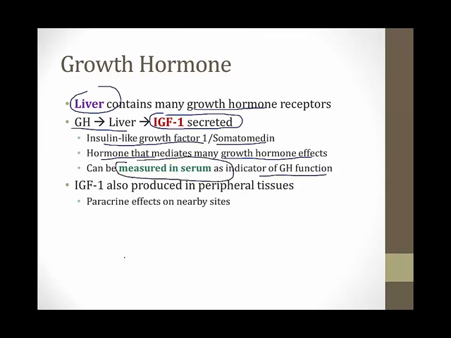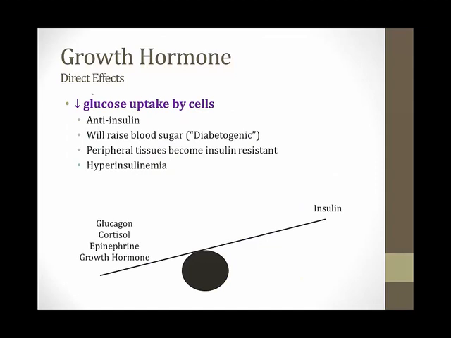of growth hormone function. Remember what I told you before, growth hormone is released in a pulsatile manner, so its level goes up and down. A single blood test is not very helpful, so instead you can measure the level of IGF-1 and it tells you what's happening with growth hormone production from the pituitary. IGF-1 is also produced outside the liver in many peripheral tissues, and it exerts lots of effects on nearby cells via a paracrine mechanism.